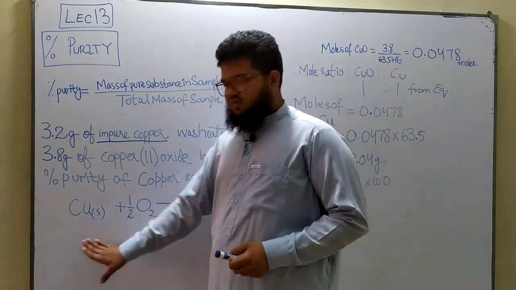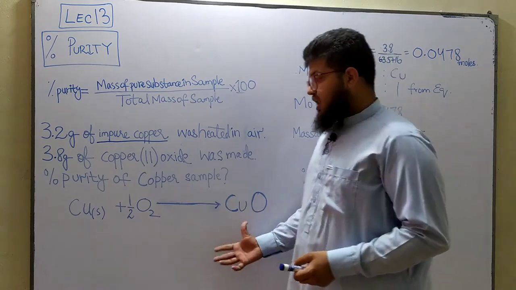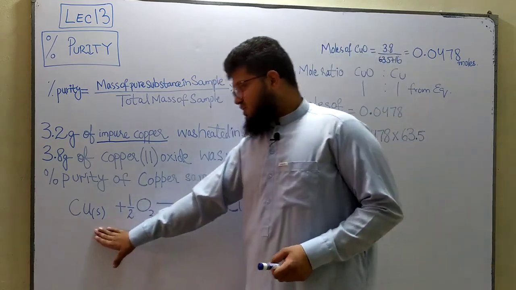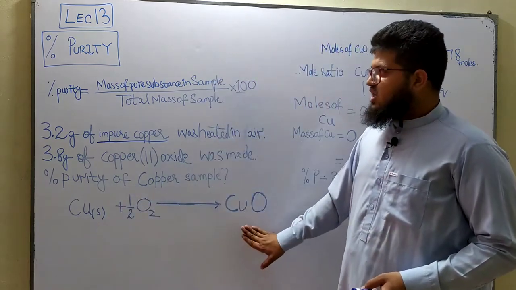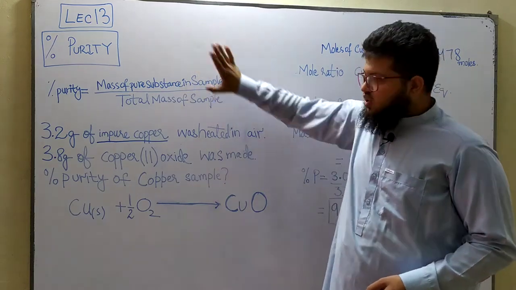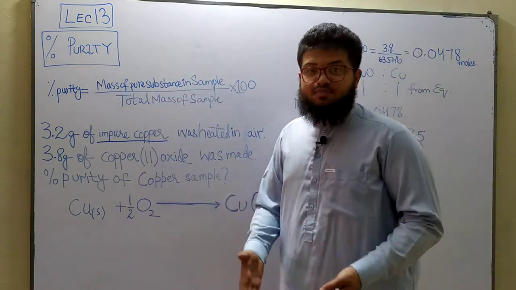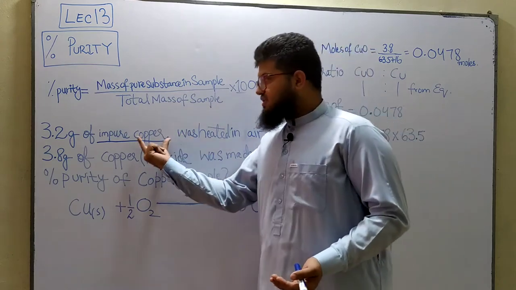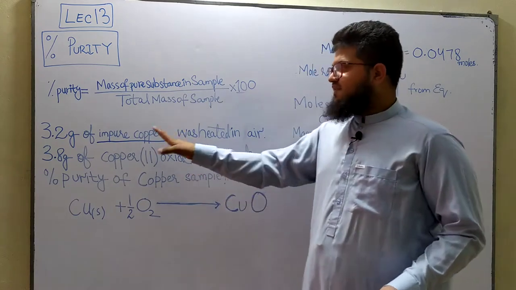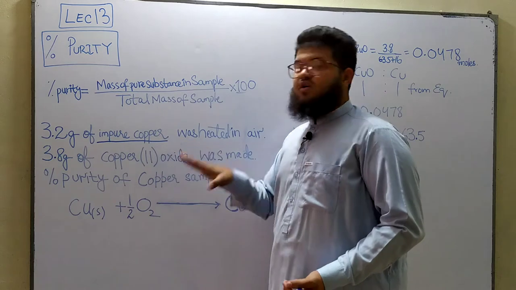Okay, copper, when it reacts with oxygen, will produce copper(II) oxide. CuO is the formula for copper(II) oxide. Now I balance the equation. If you look at this equation, what's the first step to do? The first step is we need to find out the mass of the pure substance in the sample. What is the sample? The impure copper. What's the pure substance? The copper itself is the pure substance, right? Copper is the pure substance and this entire impure copper is the sample. Okay, it must have copper plus the impurities.